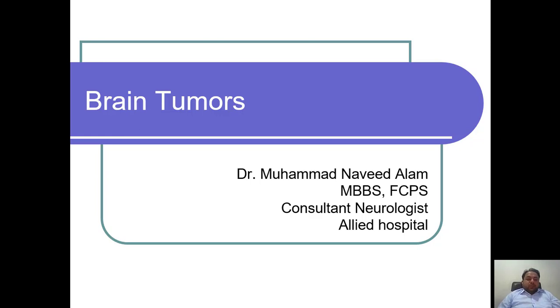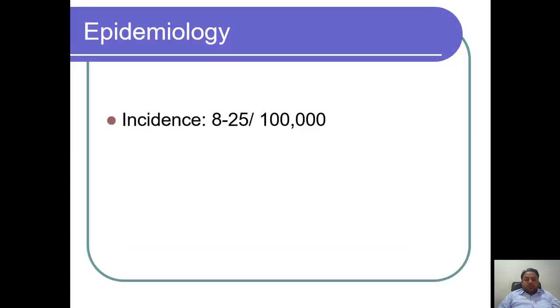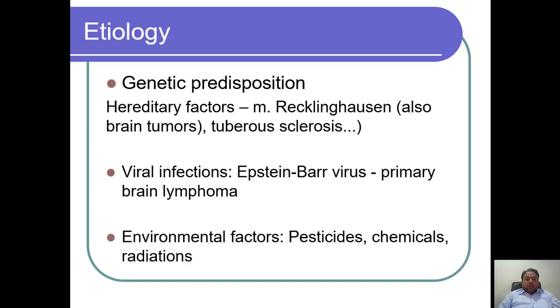Here I'm going to discuss with you people the brain tumors. Incidence of brain tumors is 8 to 25 per 100,000 population. Etiology of brain tumors is very vast. For example, there are a few genetic tumors like von Recklinghausen or tuberous sclerosis that could lead to tumors in the brain.